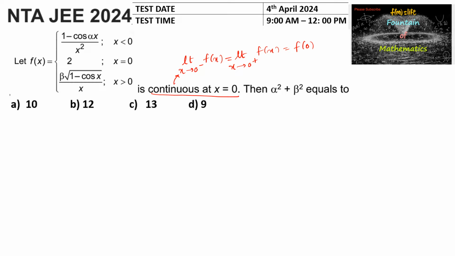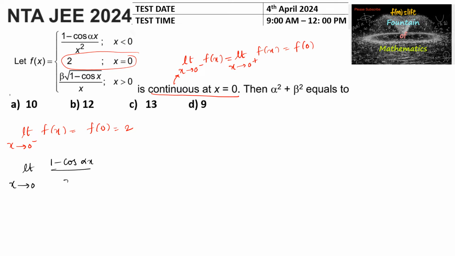So let's consider the limit. Limit x tends to 0 minus f of x is equal to f of 0, and the f of 0 value is 2. So we can write, limit x tends to 0 minus means below 0, so we have to consider the function (1 minus cos alpha x) upon x square is equal to 2.